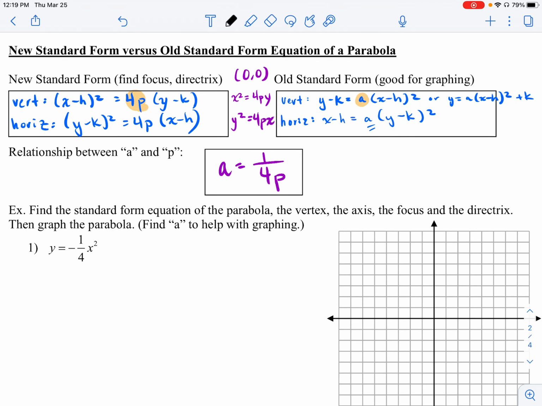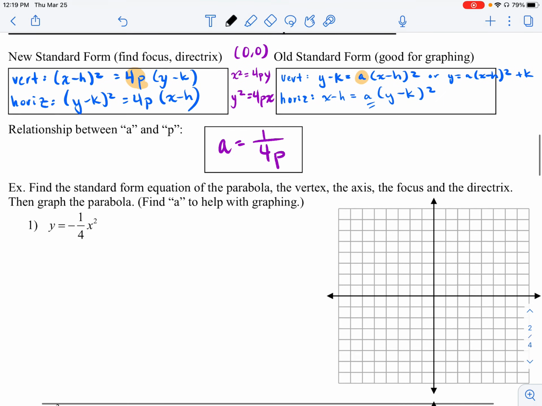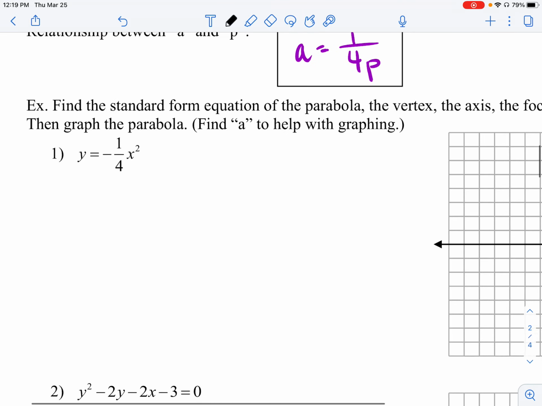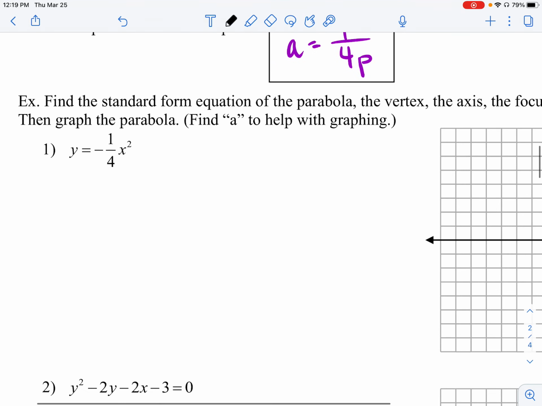Now let's jump into working with equations and writing the standard forms of them. So let's practice going from regular form to standard form. Let's take a look at this first equation here and ask yourself, what form are we currently in? We say y is equal to ax squared. Well, that looks like our old standard form, right? Y is equal to ax squared.